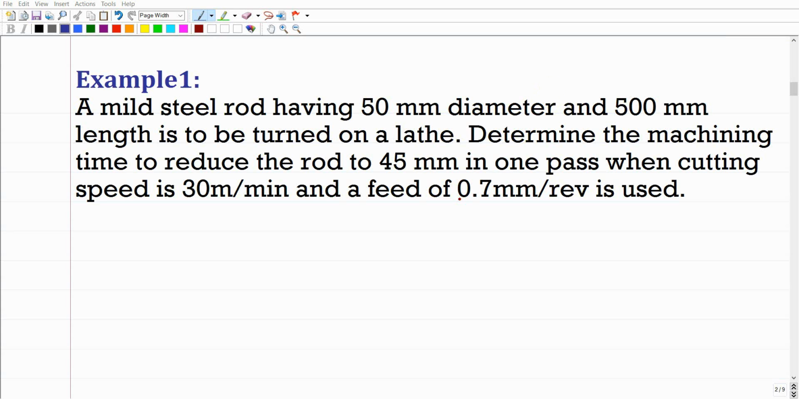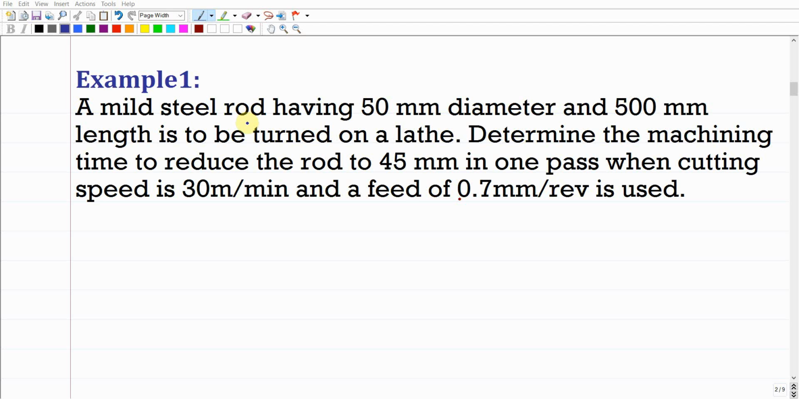So let us consider this example of a mild steel rod. This is the material of the rod, and it will be turned down from 50 millimeter to another diameter, 45 millimeter, as given here. The material type is not going to affect the calculation of the machining time or the metal removal rate, so we don't care about the material that much for these parts. But anyway, it is made of mild steel, which is one of the types or categories of steel.